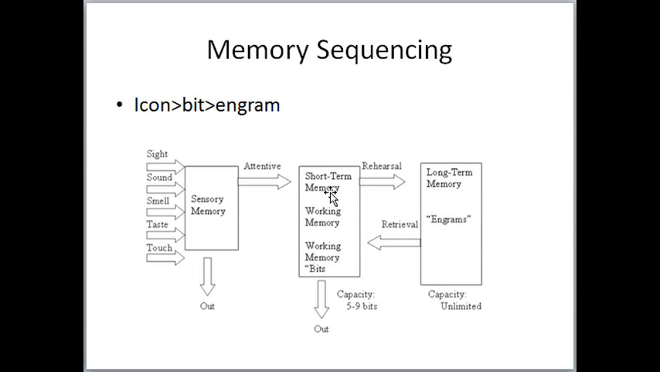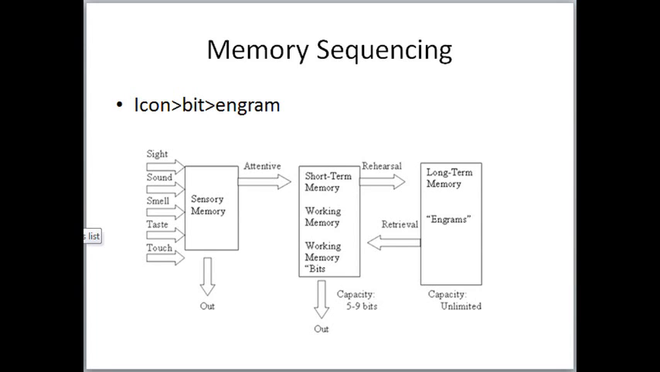If you do some things like rehearse that, think about it over and over again, it will make it into your long-term memory. It becomes an engram. Once it's in your long-term memory, it's an engram. Later you can retrieve it, bring it back to your attention. This is where we focus our attention here in the short-term memory and working memory. So the sequence goes from an icon to a bit to an engram in your long-term memory.